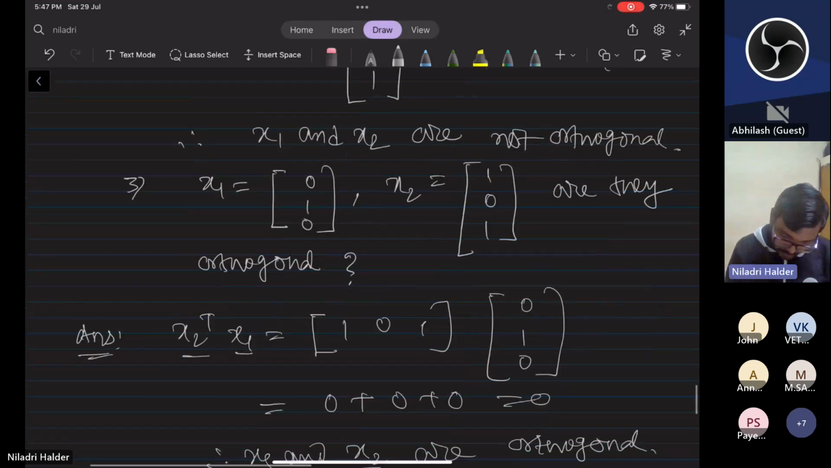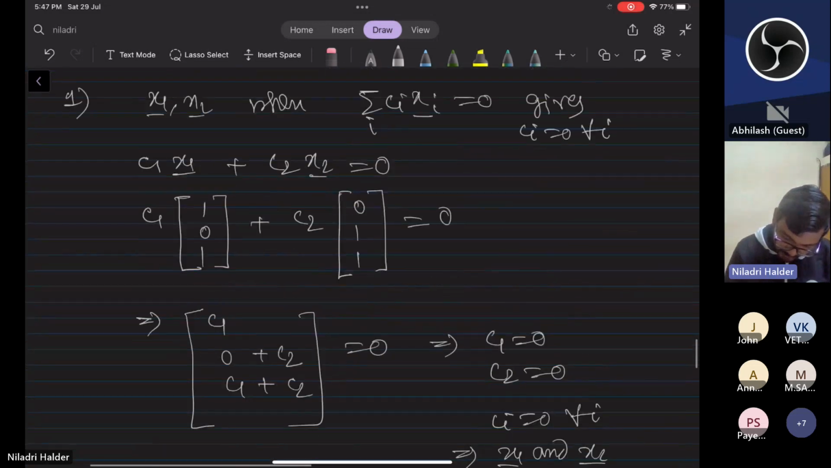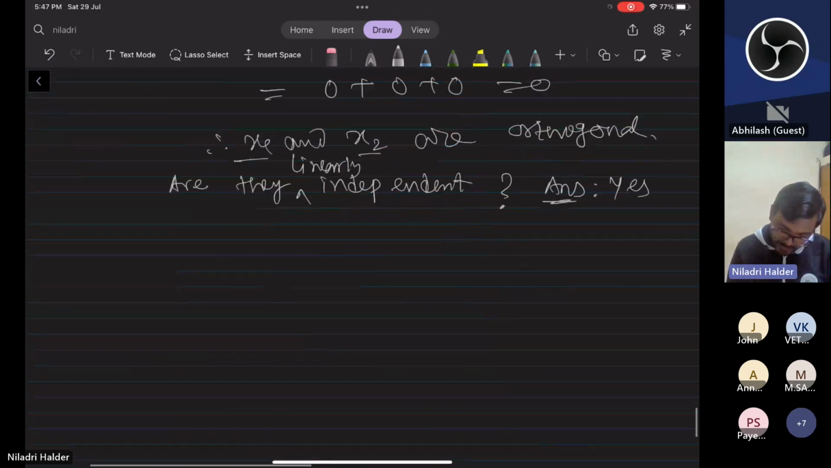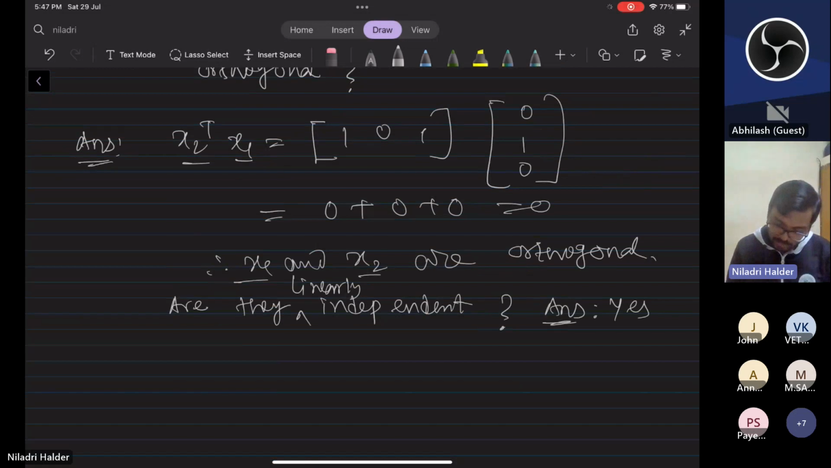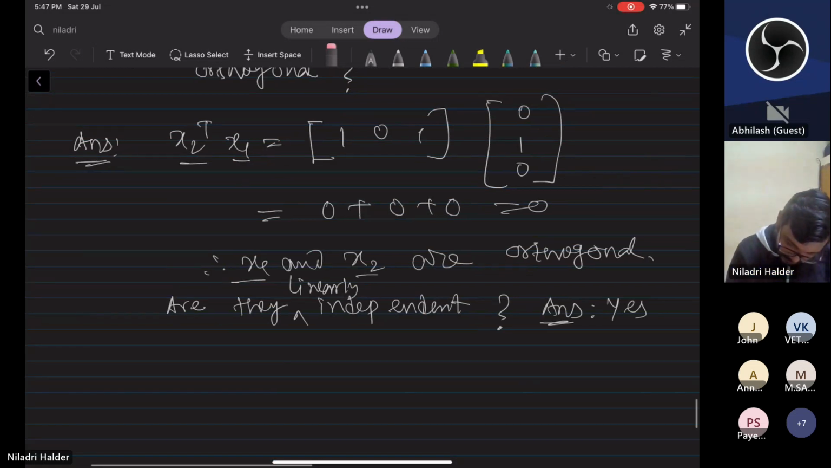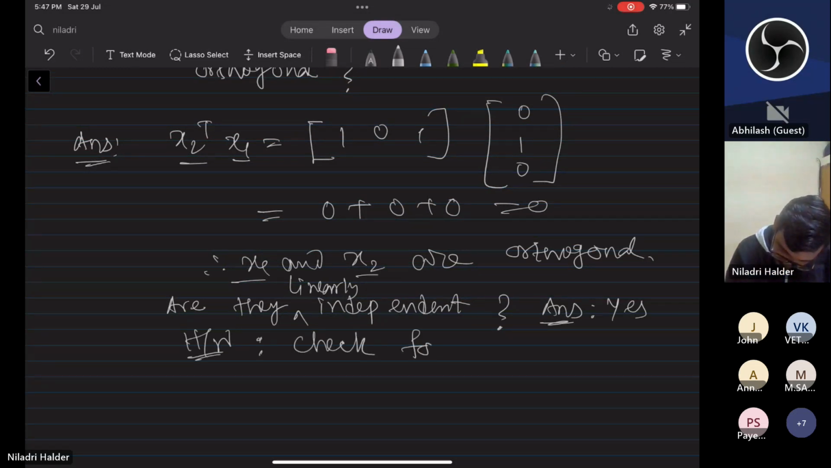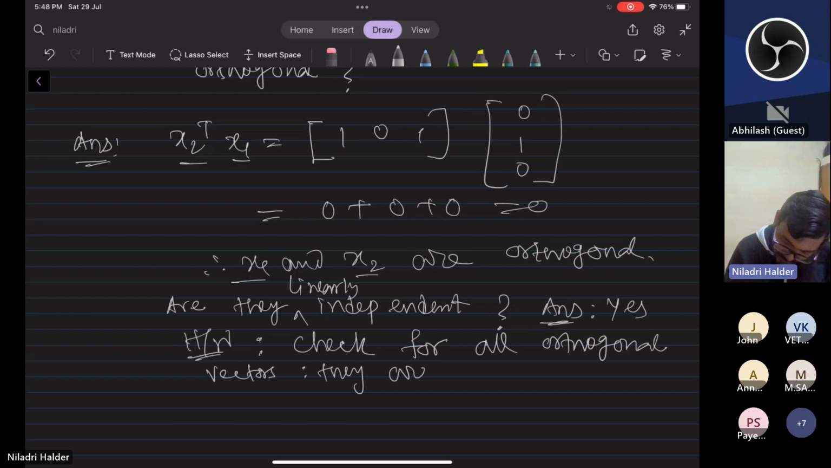How? If you follow the same process, then you will see that all the ci will be 0. So this is homework to check: for all orthogonal vectors, they are always linearly independent, but the reverse is not true.